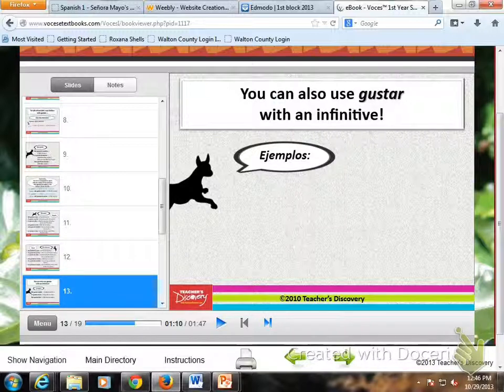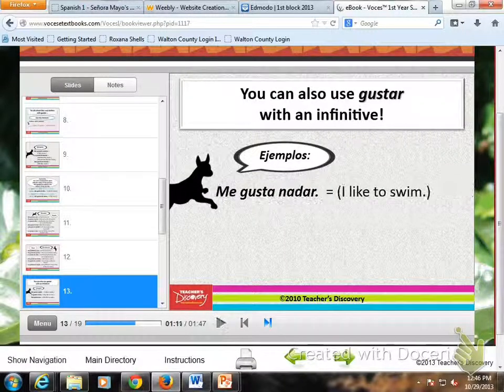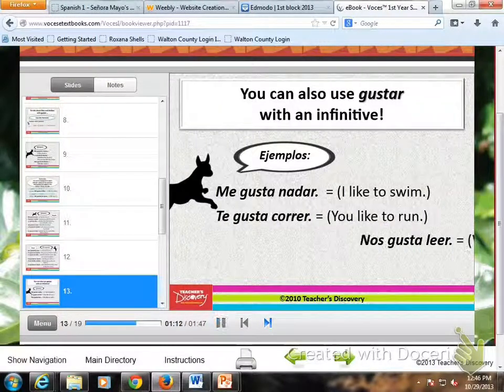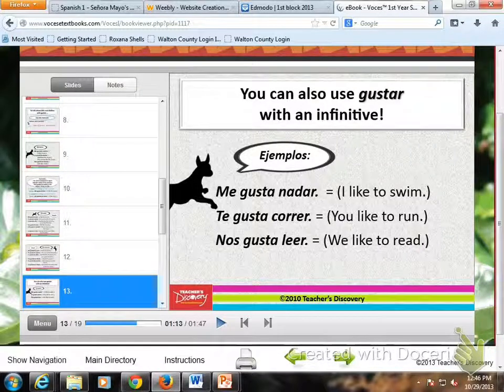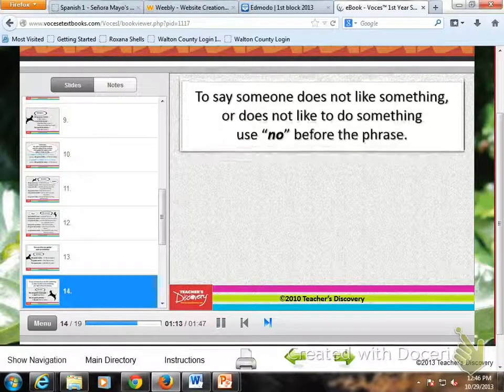Okay? So you can also use gustar with verbs. You like to run, you like to play, any verb, any action. So if that were to be the case, we're still going to follow the rule of first verb gets conjugated, second verb doesn't, because you're basically saying, I like to swim. Nobody's actually swimming. You just like to swim or run or read. So it doesn't matter who likes it. You like to do one action. So it would be gusta.